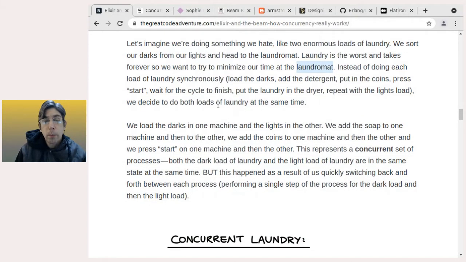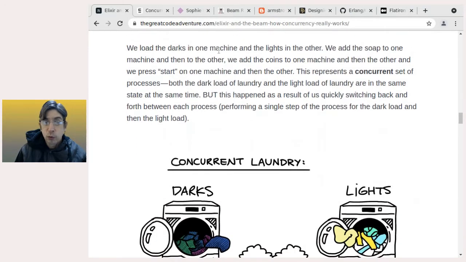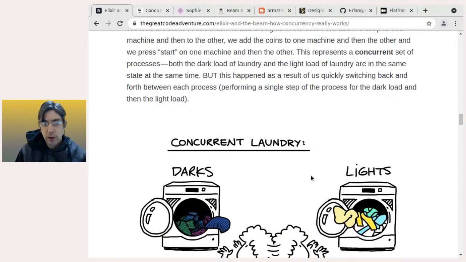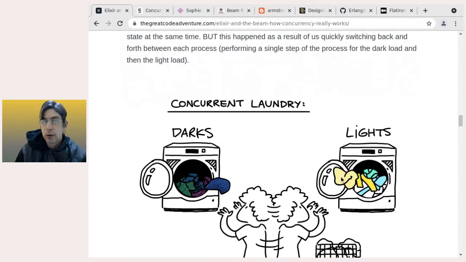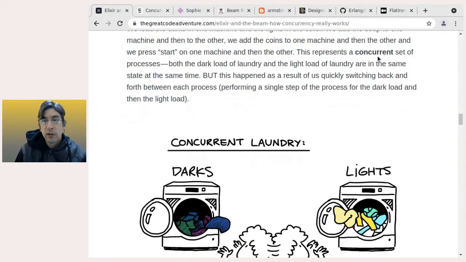We decide to do both loads of laundry at the same time. We load the darks in one machine, so for this you need to have two machines, two washing machines and two drying machines. And we load the darks in one machine and the lights in the other. We add the soap to one machine and then to the other. We add the coins to one machine and then to the other, and we press start on one machine and then the other. This represents a concurrent set of processes.